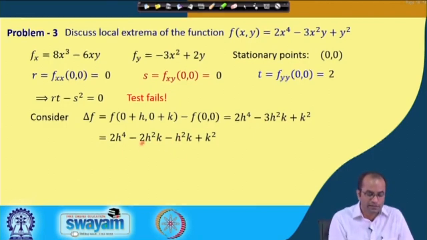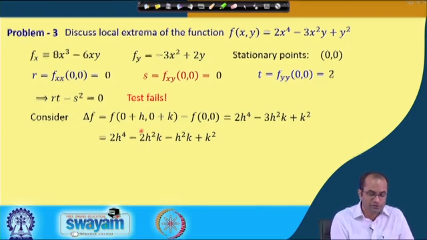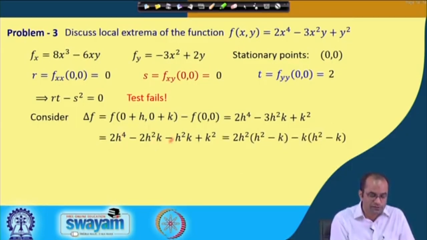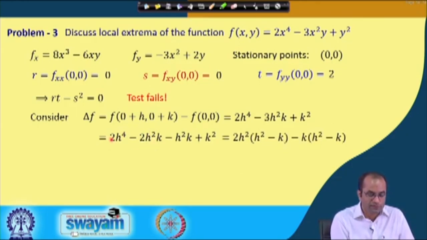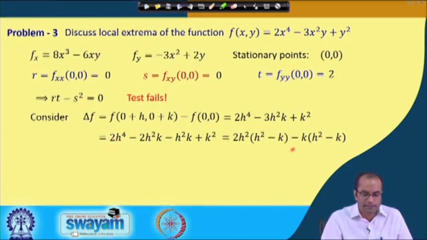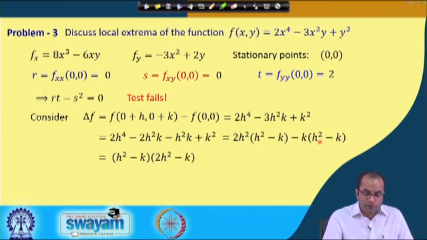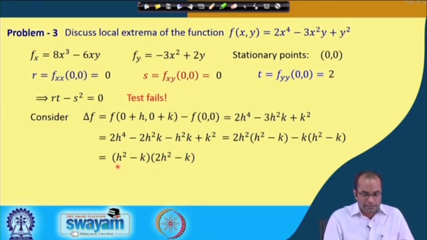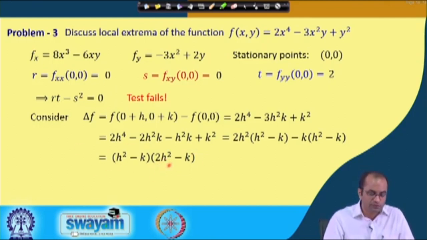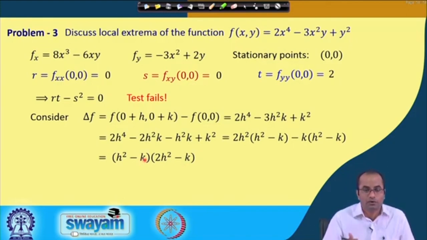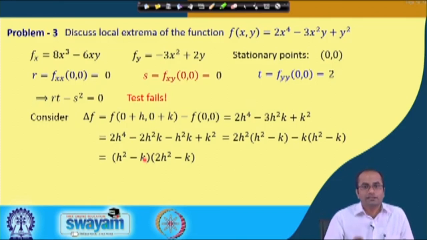So, minus 3h²k, we have written this as minus 2h²k and minus h²k, and then we take common from the first two terms the 2h². So here we will get h² minus k, and then minus k from here we will get h² minus k. So we have the product of (h² minus k) into (2h² minus k), and now we will discuss how to identify the sign of this delta f, whether we have a definite sign either positive or negative at all the points in the neighborhood of this point, or the sign changes.